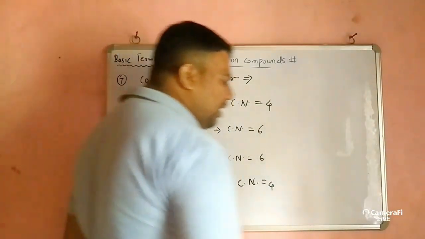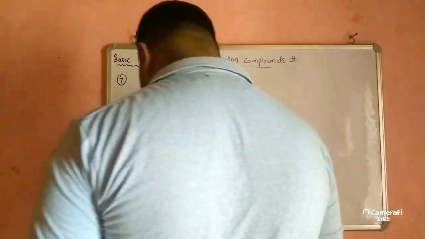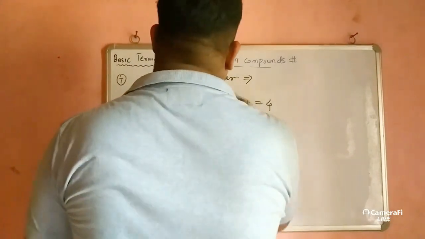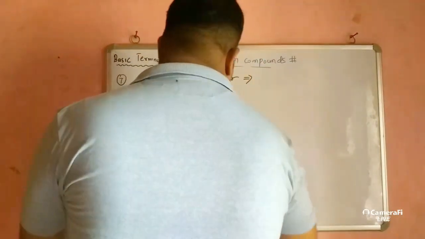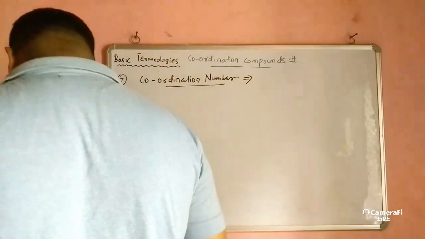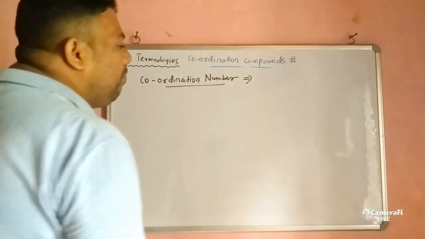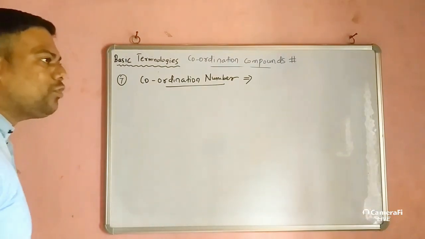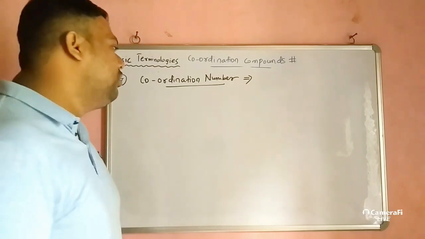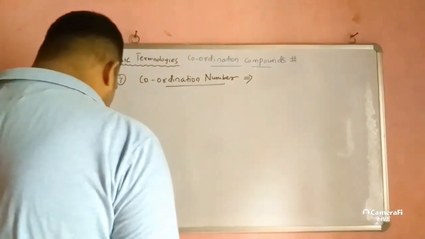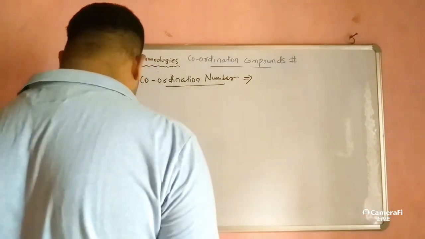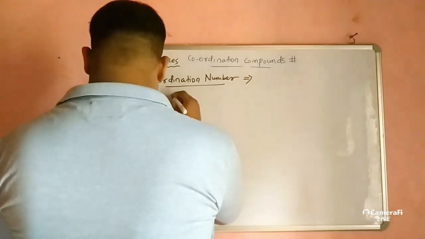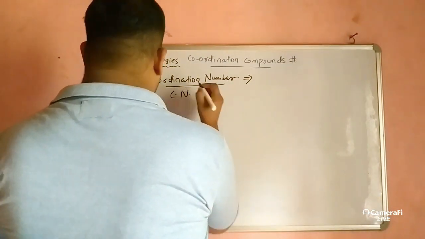Now we will discuss a few important points regarding coordination number. With the coordination number, we can predict the geometry and hybridization of that complex also. Geometry as well as hybridization. We will make one chart. I am writing only CN for coordination number.